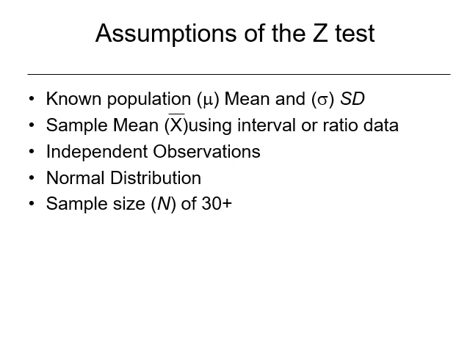The assumptions of the z-test. All tests have assumptions, some of them statistical, some of them methodological. So some of these are just what you have to have to run that. You have to have the known population mean and the known standard deviation of that population. You have to have access to both. You have to have a sample mean using either interval or ratio data. You have to have independent observations.